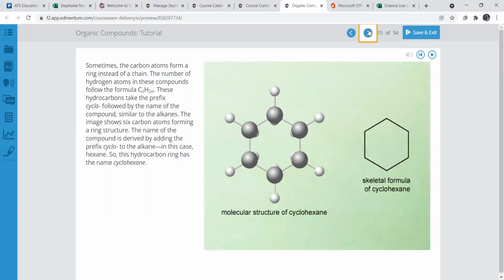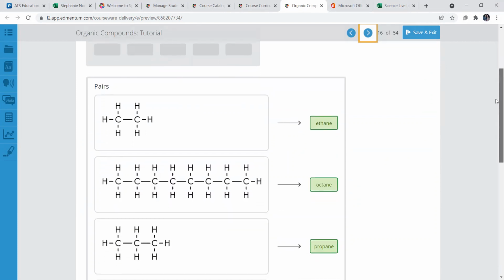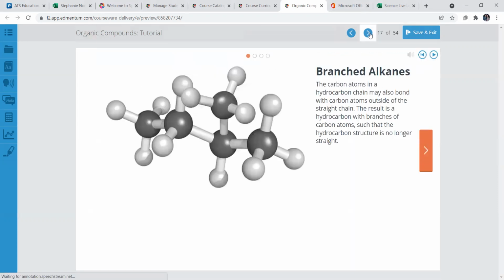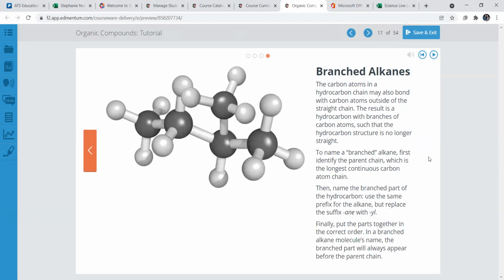Okay, so here's another example. Questions, I'll have you do this on your own, but I will show you what this looks like. Here's the example of ethane and what the structure looks like. Octane, obviously, because there's 8. Propane, which would mean 3. Pretty cool. And then here's just another example of what they look like.